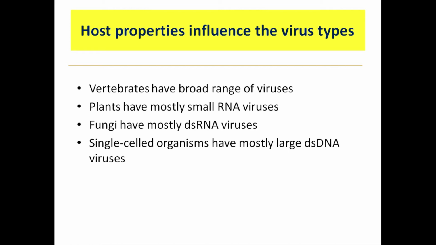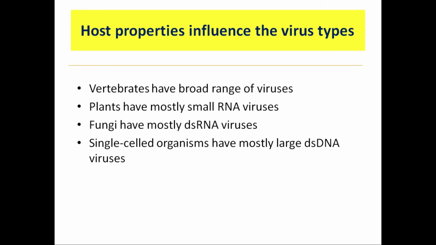So we have some common properties. We have some general comments to make about virus types and the host infected. Say vertebrates have a broad range of viruses. Plants have mostly small RNA viruses. So these are the general comments that one can make about viruses. The viruses which infect plants are mostly of RNA type, as we have seen in the previous slide. Fungi have mostly double-stranded RNA viruses.